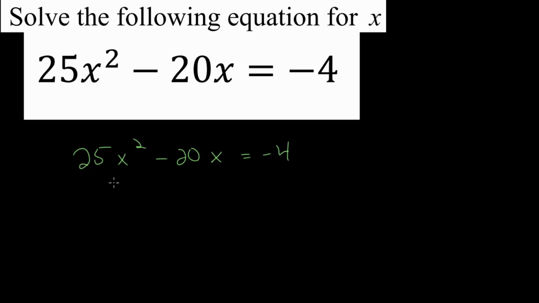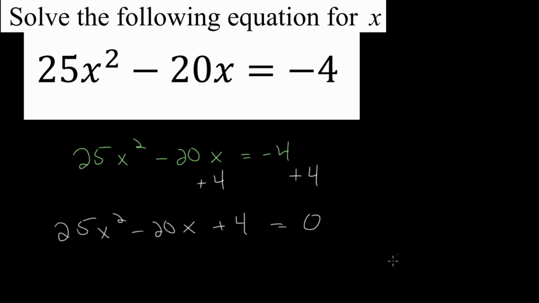So let's start by adding 4 on each side of the equation so that we have 25x squared minus 20x plus 4, and now this is equal to 0. And from here, like I mentioned, we have a few different options. One is that we can just use the quadratic formula.